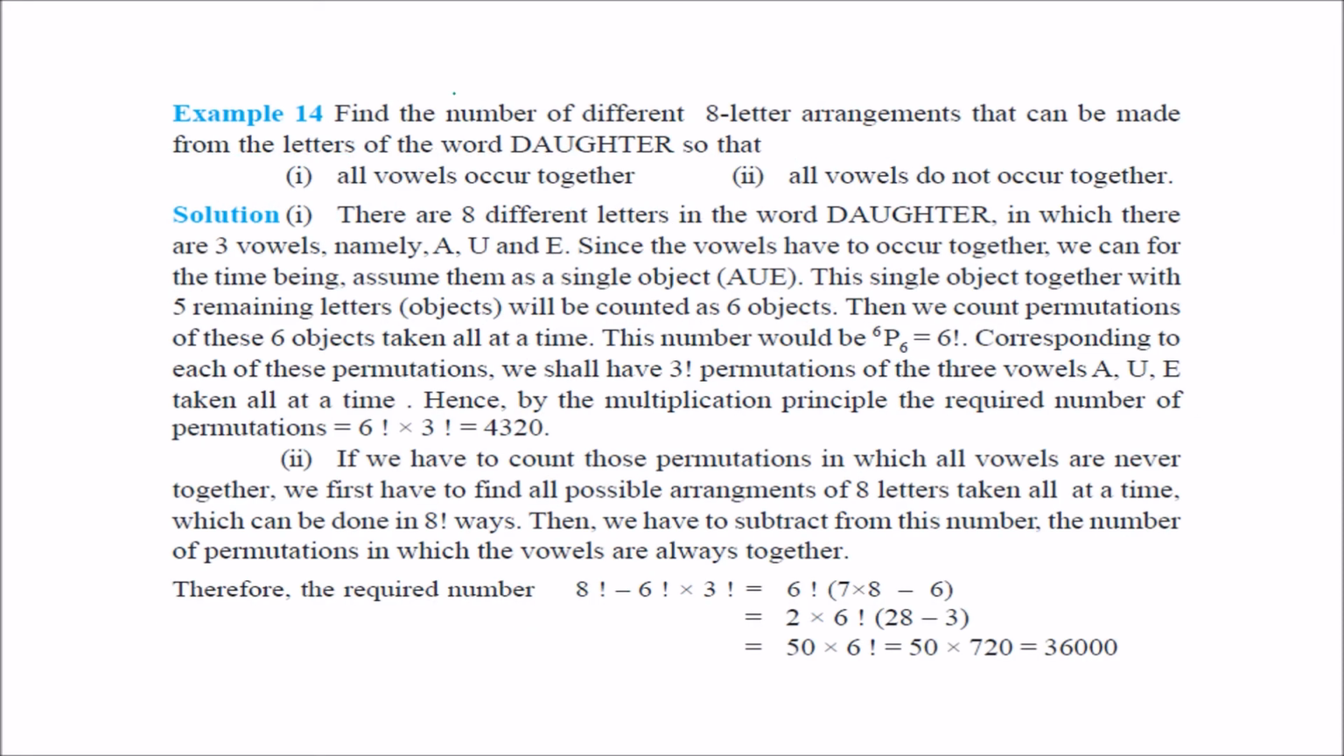So you have one more example. Find the number of different 8 letter arrangements that can be made from the letters of daughter, such that all vowels occur together. So how many vowels are there? Vowels are A, E, I, O, U. So A, U, E are the vowels.